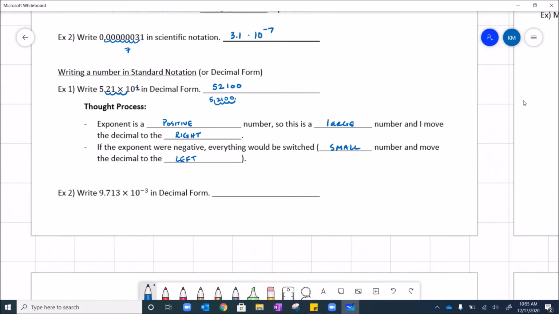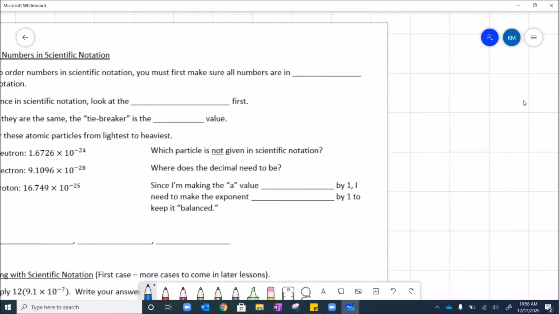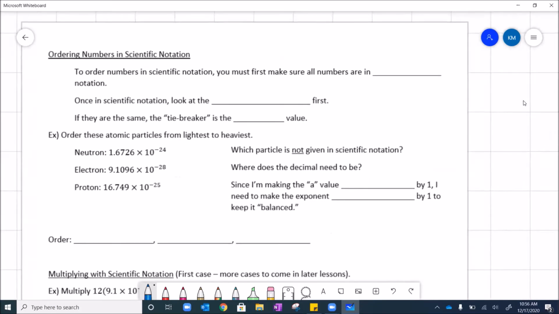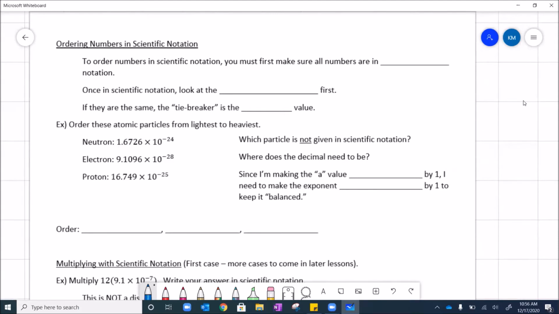Okay, so that answer should be 0.009713. Notice that when you're writing your answer, we do not round. If they gave us 4 significant figures in our original number, when we move over, we don't say 0.0097, we'd say 0.009713. Okay, that's way too far. All right, now let's talk about ordering numbers in scientific notation.